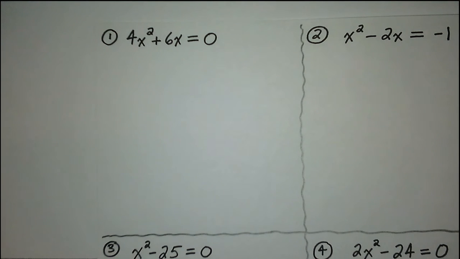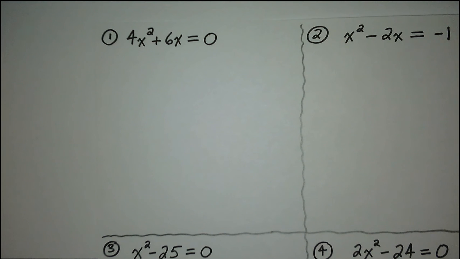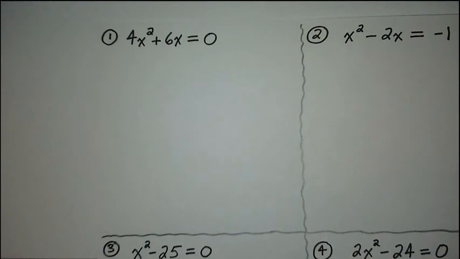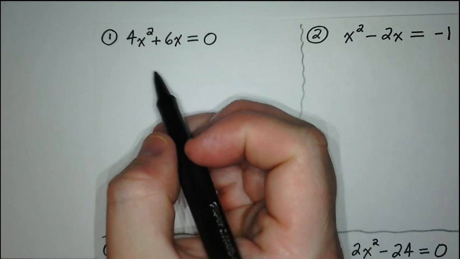Remember, the basic steps of solving a quadratic power 2 equation is to make sure it's equal to 0, and then once that is true, you can factor that left side however you need to. And then after that, you would be able to set the factors equal to 0, take your two factors and solve from there. So how are we going to factor 4x squared plus 6x?